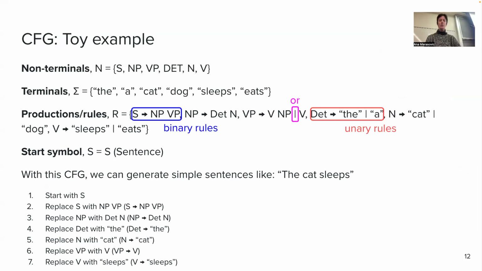Okay, so just want to emphasize that here we have so-called binary rules, when beta is produced from two symbols, and unary rules, when beta is produced by a single symbol. Don't get confused by the "or" here. These are more or less like two separate rules, and this is a symbol for "or".